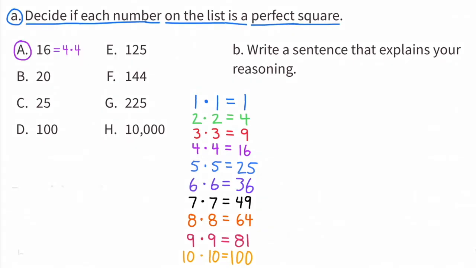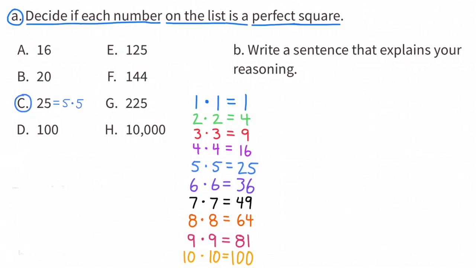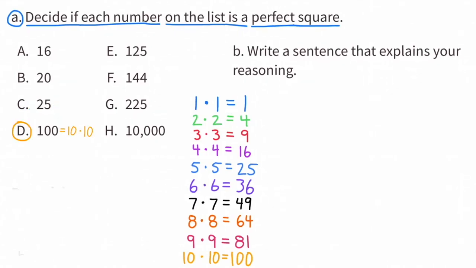A. 16. 4 times 4 equals 16. A. 16 is a perfect square. C. 25. 5 times 5 equals 25. C. 25 is a perfect square. D. 100. 10 times 10 equals 100. D. 100 is a perfect square.